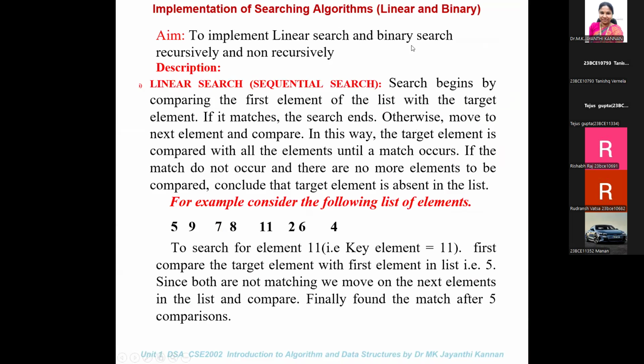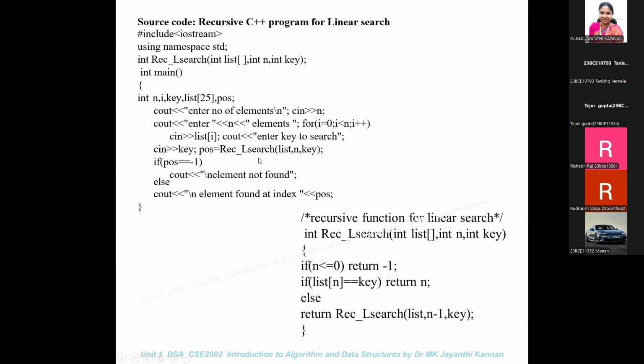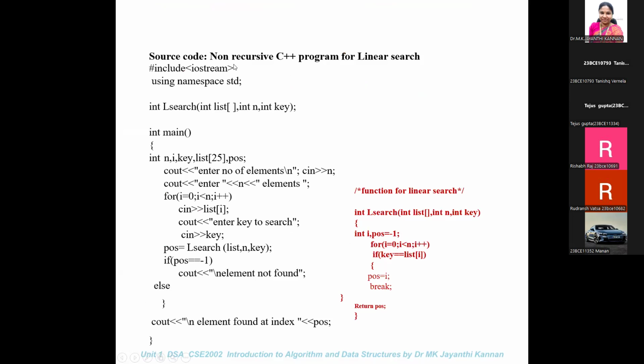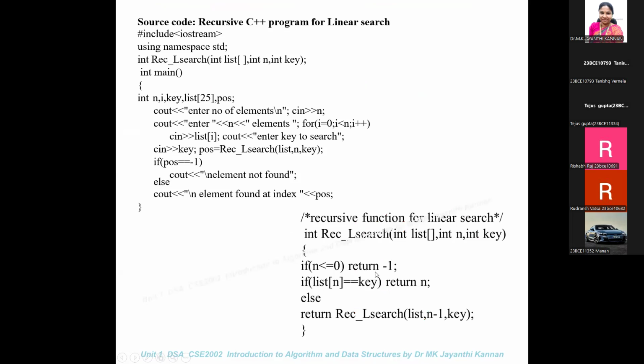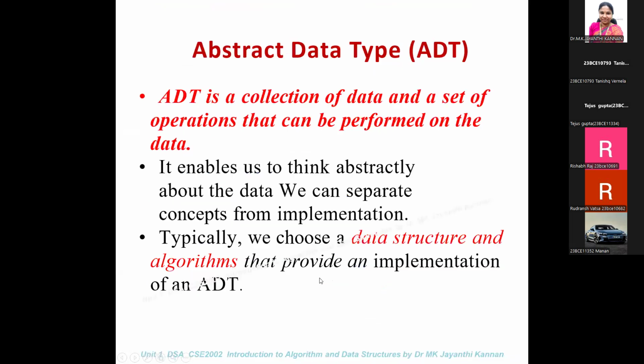Then we discussed the searching techniques, linear search. How will we define linear search? Some examples, and the pseudocode program of linear search using non-recursive. Non-recursive means only iterative statements; we used a for loop as the iterative statement. If it is recursive, within the linear search we are calling the linear search, so the function calls itself within the same function. So it is recursive. And the next topic is abstract data type.